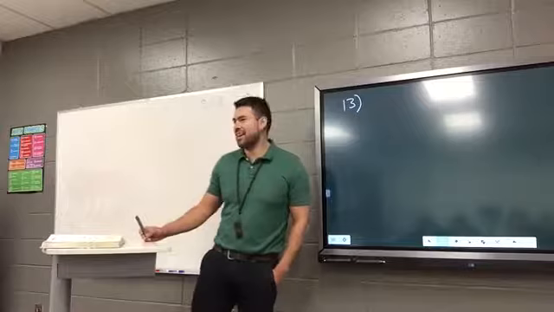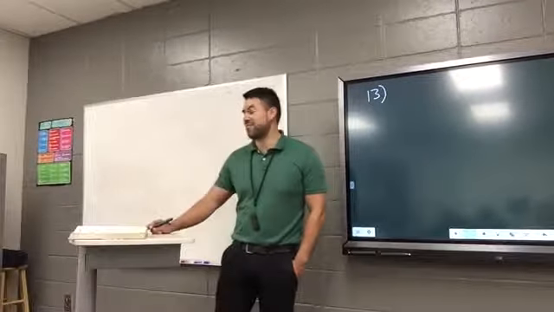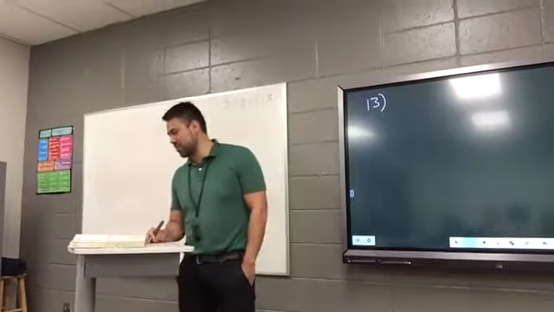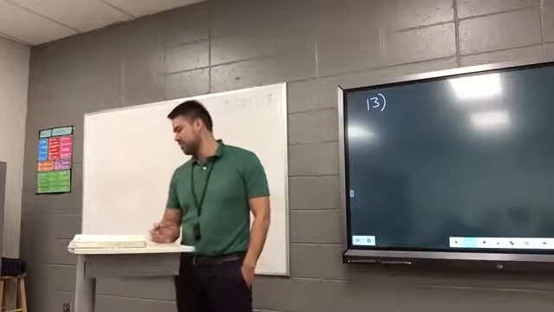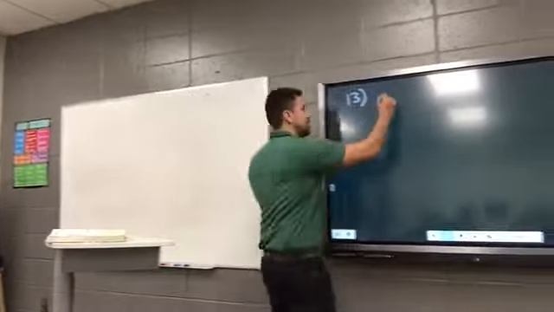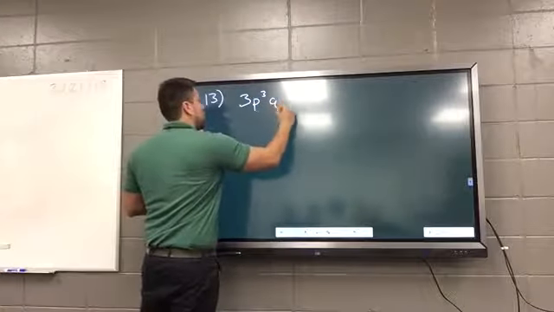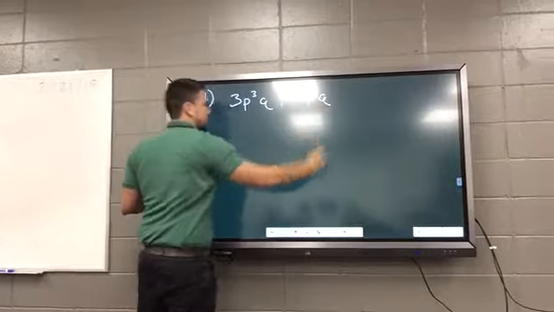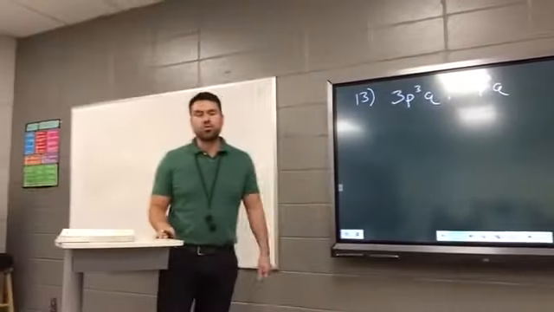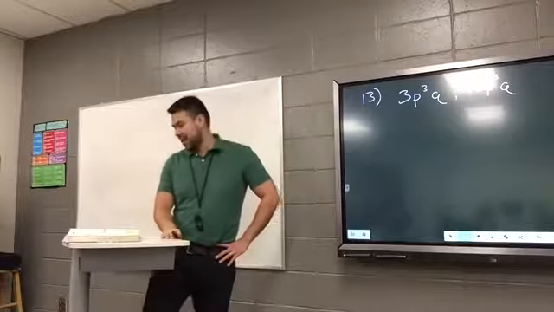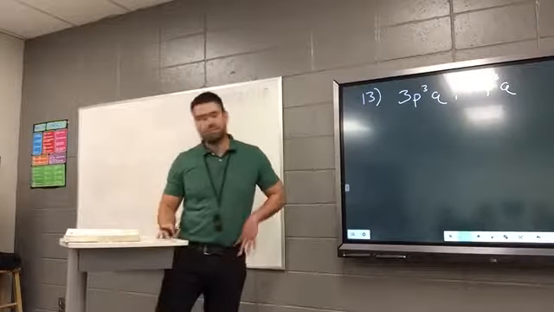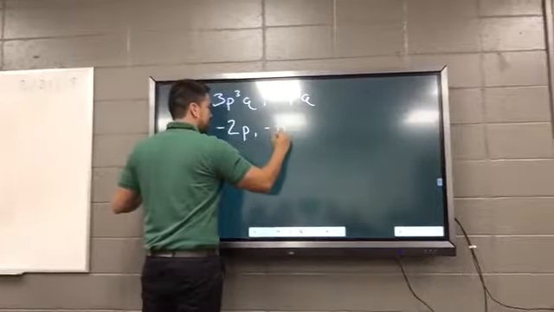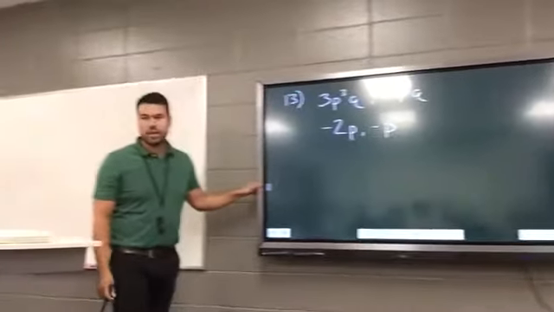All right, I have selected my next volunteer. Wyatt, give me a group of like terms in number 13. 3p cubed q, and then 10p cubed q. All right, that's one group. And is there another group? Eli. Negative p and negative 2p. Those are two like terms.